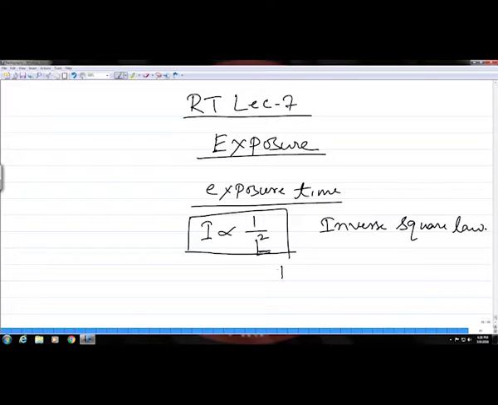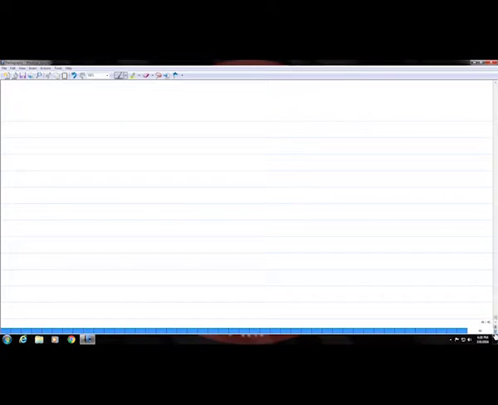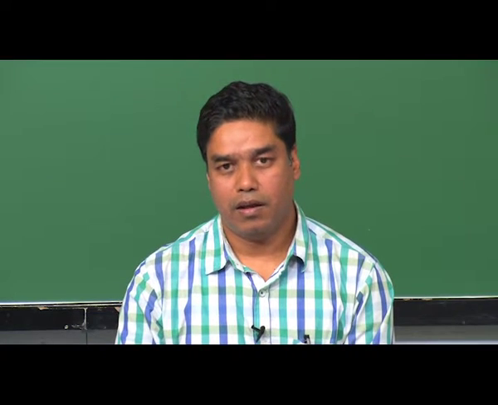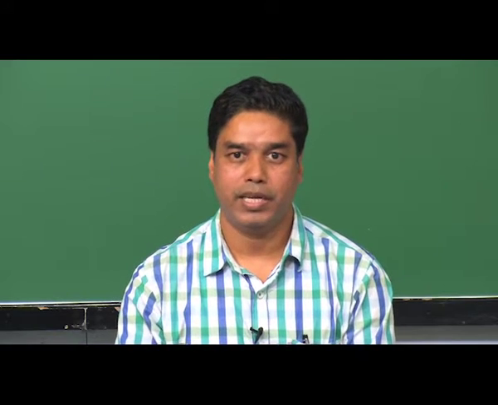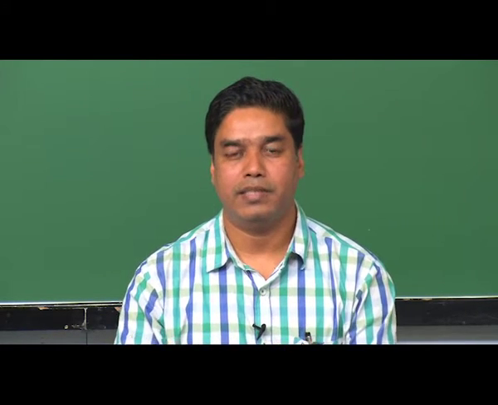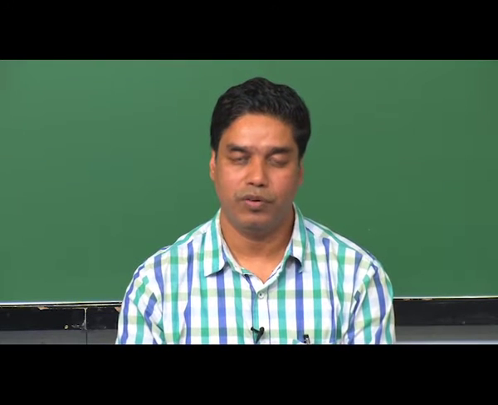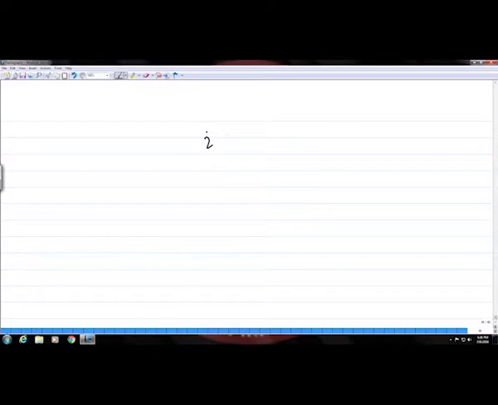So, this means for two different intensities I1 and I2, this will be equal to this. Okay. So, this is inverse square law, and the intensity is a direct output of the number of electrons which are impinging on the anode per unit area per unit time. Okay. So, that means the intensity is dependent on the tube current.